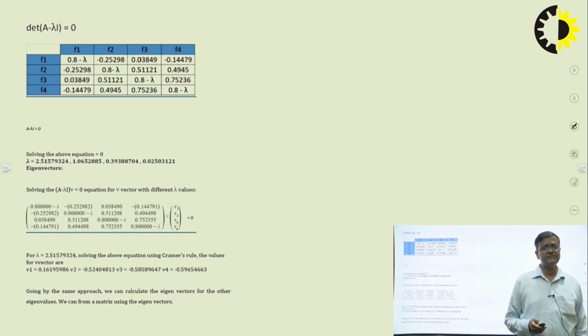Solving the equation, we get the lambda values, which are the eigenvalues for each and every feature.